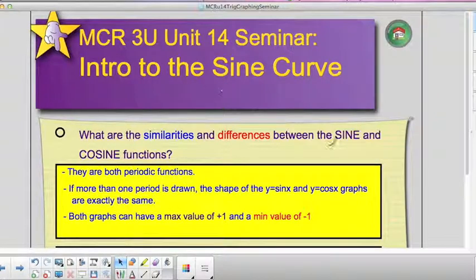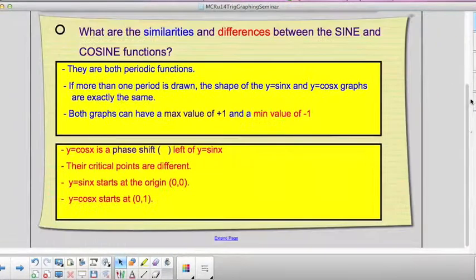What are the similarities and differences between the sine and cosine function? In blue, I talk about the similarities. In red, the differences. So first of all, the similarities, they are both periodic functions. If more than one period is drawn, because cos is just a phase shift of sine, the shape of the y is equal to sine x, and the y is equal to cos x graph will be exactly the same. Both graphs have a maximum of +1 and a minimum of -1. That's the original graph.